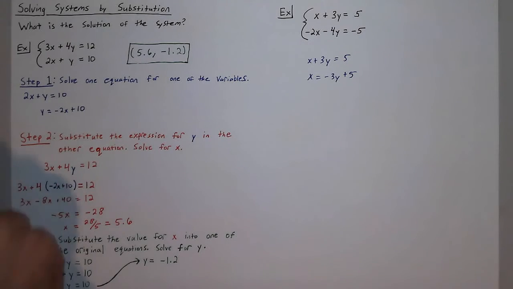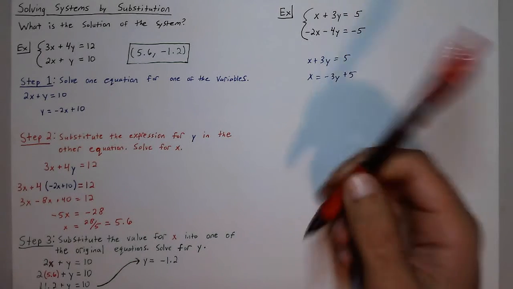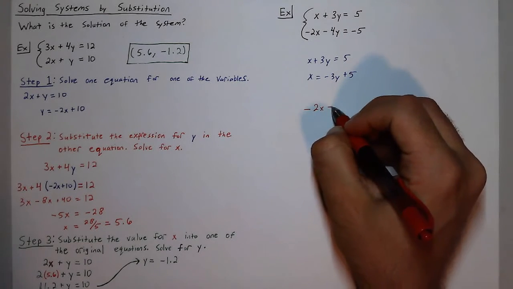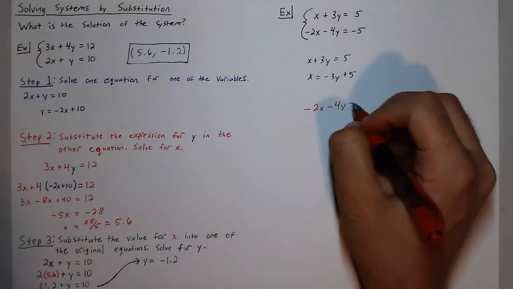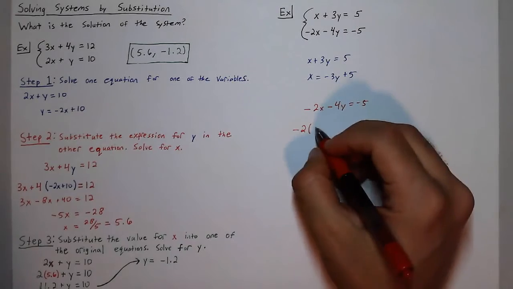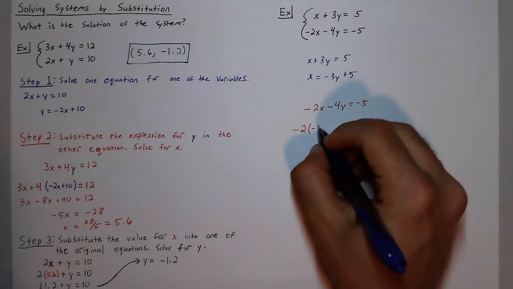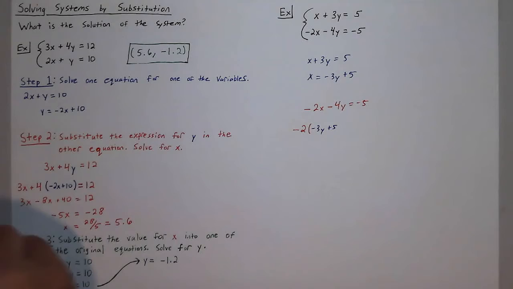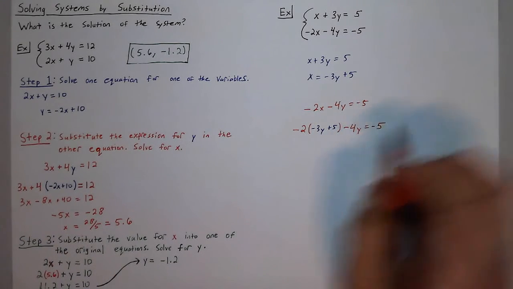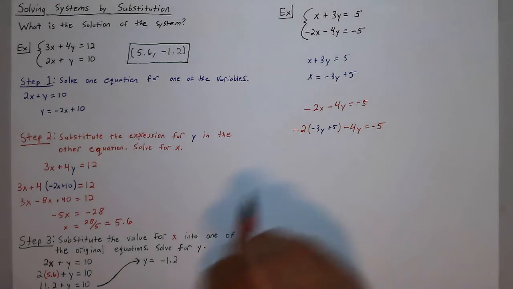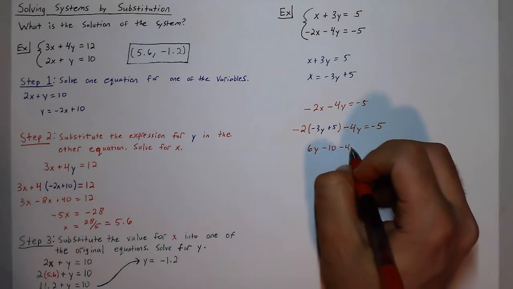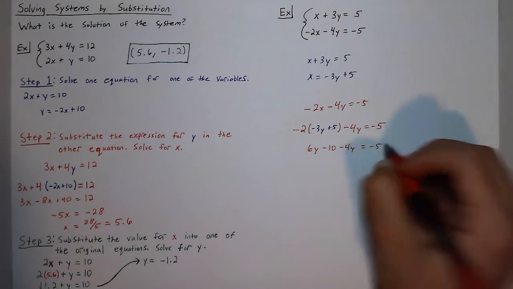Now I will substitute that into the other equation, which is negative 2x minus 4y equals negative 5. And I'll make it negative 2 times negative 3y plus 5, minus 4y, is equal to negative 5. And now I only have the y variable, so I can solve for y, giving me 6y minus 10 minus 4y equals negative 5.